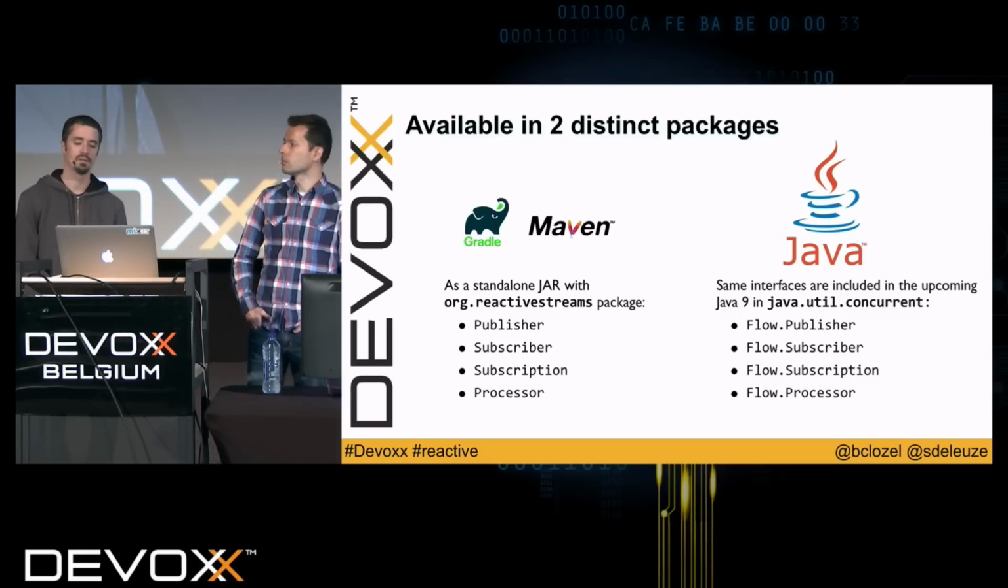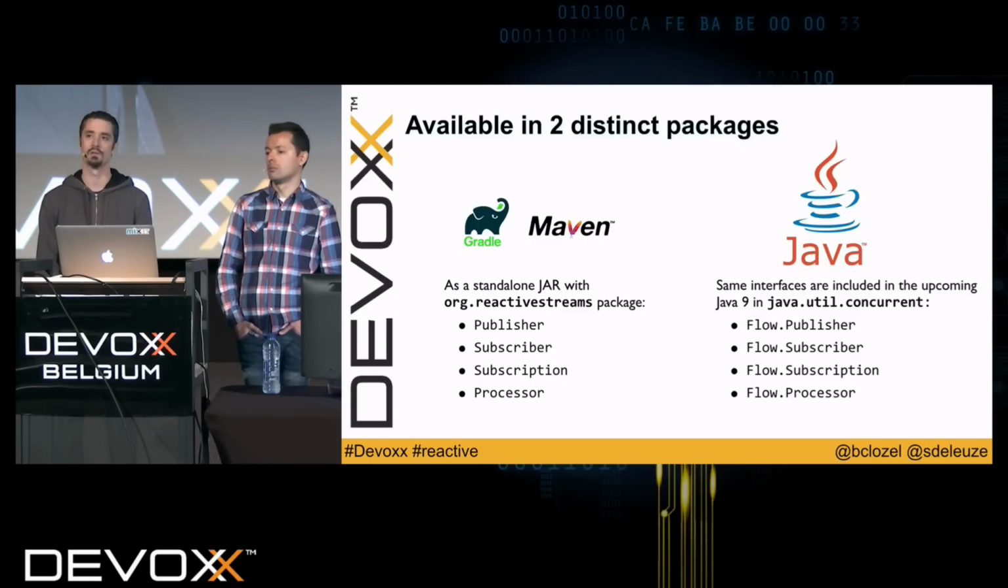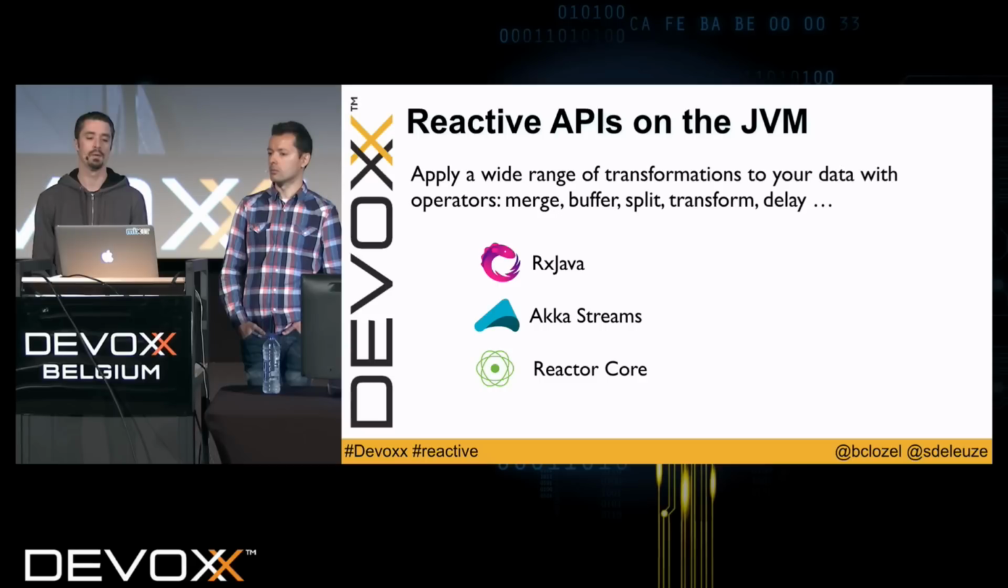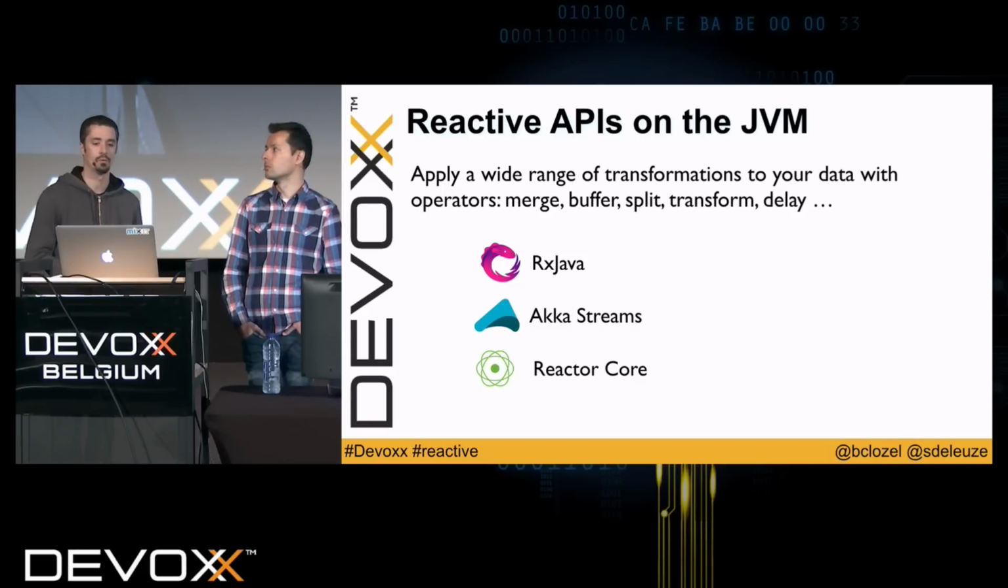In fact, Java 9 provides another class that helps you to build some publisher implementation, but does not provide a publisher implementation itself. So concretely, you will need a Reactive API that implements Reactive Streams and provides a wide range of transformation operations, like merge, buffer, split, transform, delay. We are going to detail a little bit each of these Reactive APIs, and it's up to you. They have different performances, they have different APIs. So you will have to choose the one that fits your needs.